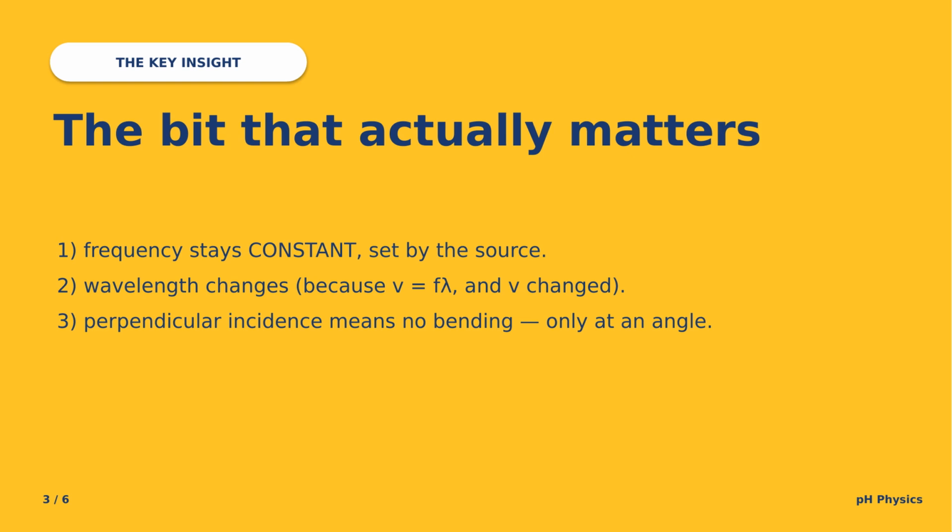Three things. 1. Frequency stays constant, set by the source. 2. Wavelength changes, because v equals f lambda and v changed. 3. Perpendicular incidence means no bending, only at an angle.